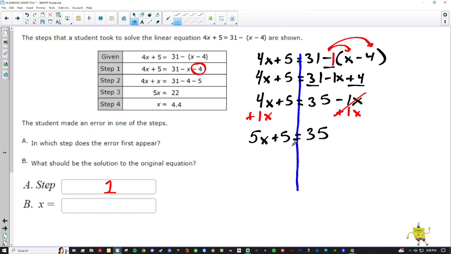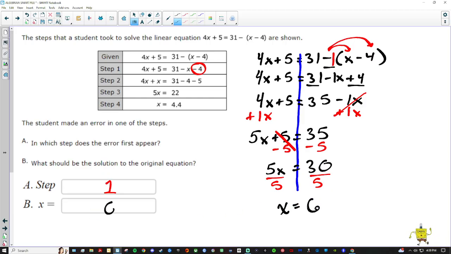Get all my regular numbers to the right side. So this 5 is a regular number, needs to go to the right side. So I subtract 5. Those are gone. 5x equals 35 minus 5 is 30. And finally, divide by the number attached on both sides. So x equals 6, 30 divided by 5. So x equals 6. Okay, next problem.